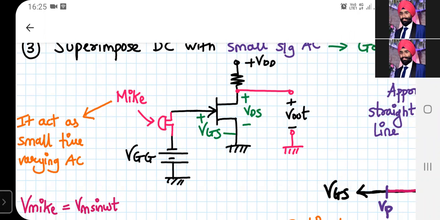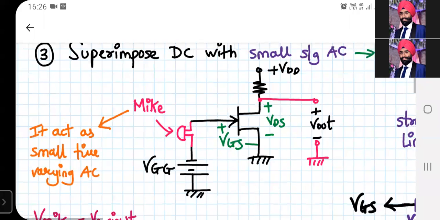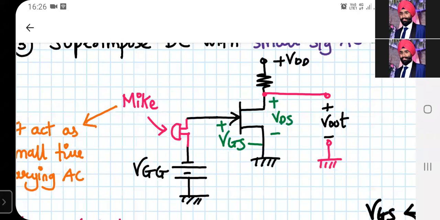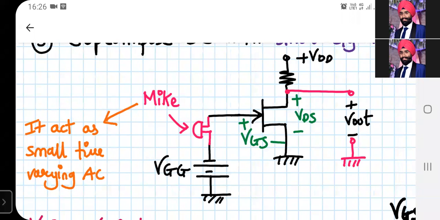So, what is the role of JFET biasing circuits? JFET biasing will wake up the JFET and allow it to operate in the proper mode, that is saturation, so that it works as an amplifier. Here I am speaking to you with the help of an earphone, which has a microphone inside it. Let's say we have a small mic which is superimposed with the VGG voltage. Why do you require the VGG voltage? To operate the JFET in the proper region, that is the saturation region. So this mic can act as a small time varying AC signal.